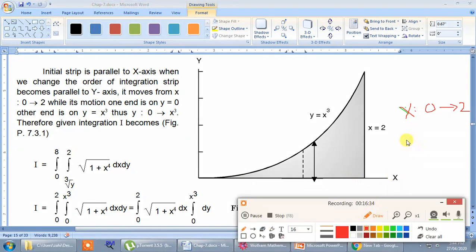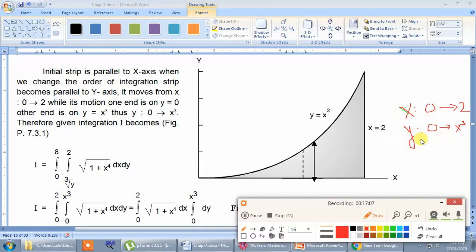And you can observe that once we got the limit of x, which limit is remaining? The y limit is remaining. So the lower end of the strip is on y equal to 0, that is the x axis. The upper end is on y equal to x cube. And that's why my new limits become x from 0 to 2, and y from 0 to x cube. So obviously this will be the outer integration limit, and this will be the inner integration limit.